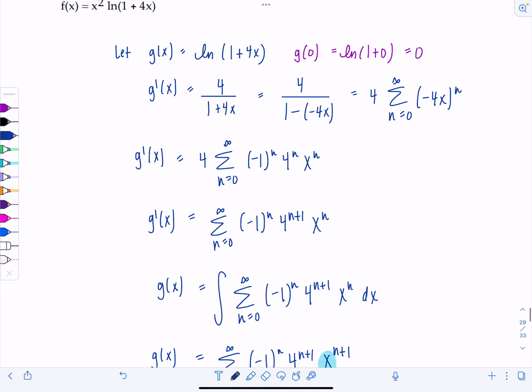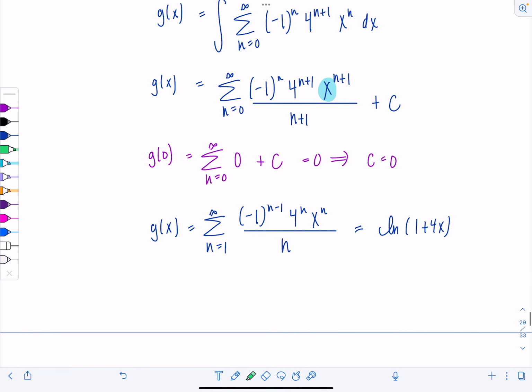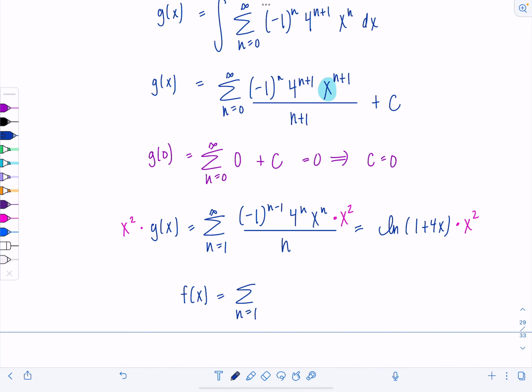Yes. Is that what I want? No. F of x has an extra x squared. F of x is x squared times g of x. Okay, then multiply this by x squared. So now f of x is the sum n equals 1 to infinity, negative 1 to the n minus 1, 4 to the n, x to the n plus 2 over n.